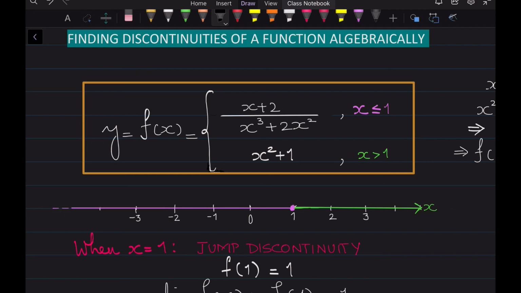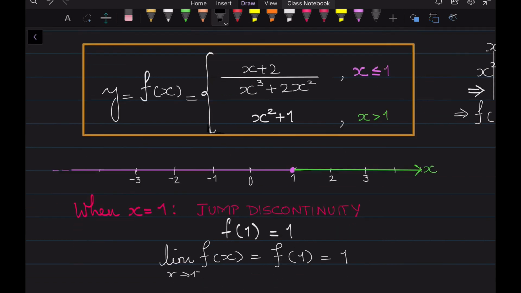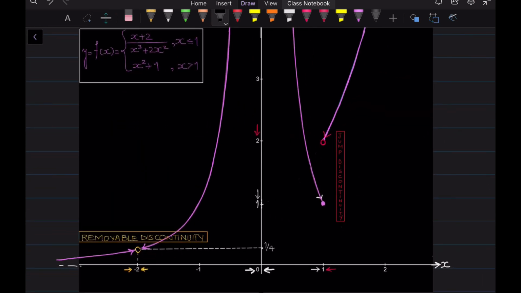So we have discussed the discontinuities of a function and its types algebraically. Now before I finish this lesson, let's quickly look at the discontinuities of this function and their types graphically. So I'm going to show you the graph of this function, which I have right here. You can see that this is the same function that we discussed in this lesson.